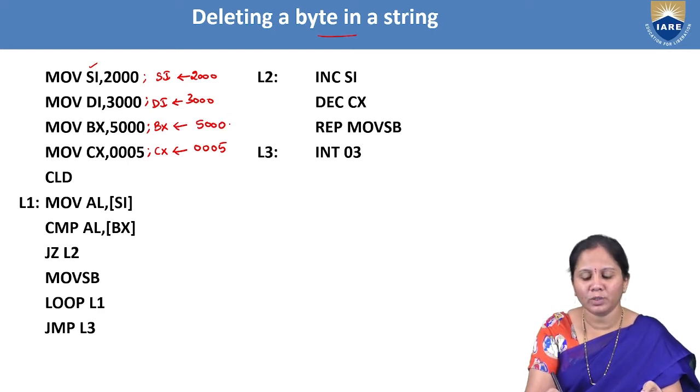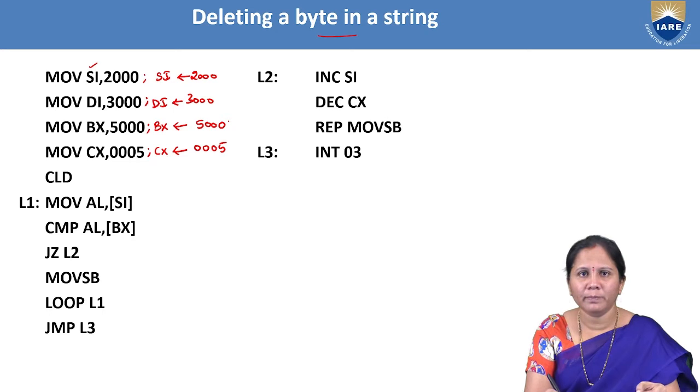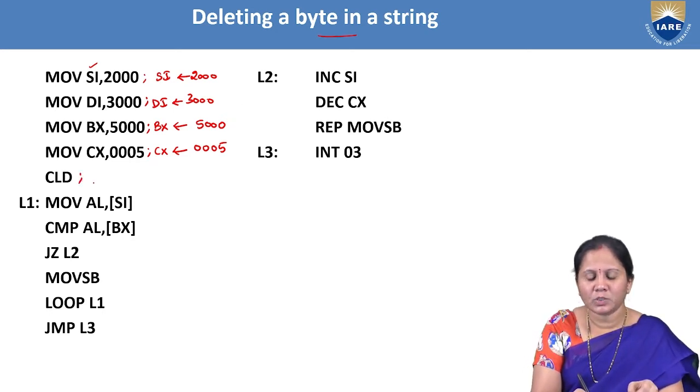So the value 5000 will be moved into the BX register. What we are going to give in 5000 is the one byte number which is present in a string. That number will be deleted from the string. And the next one is CLD, so clear the direction flag.